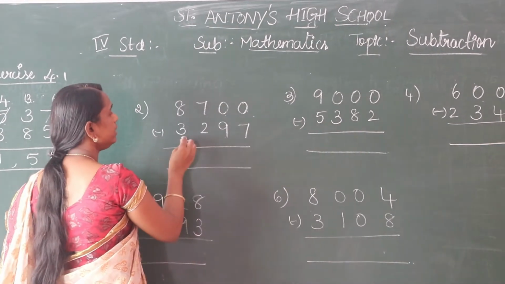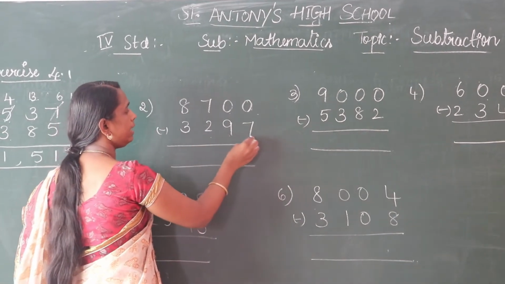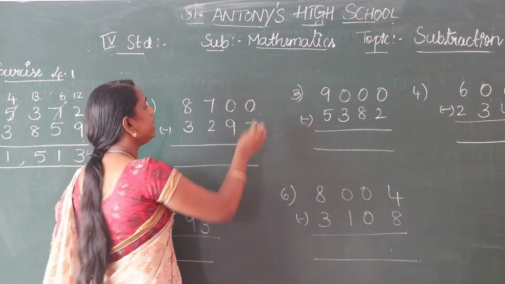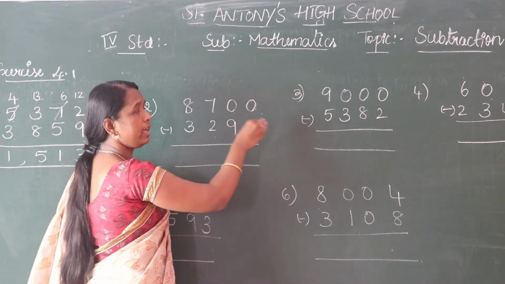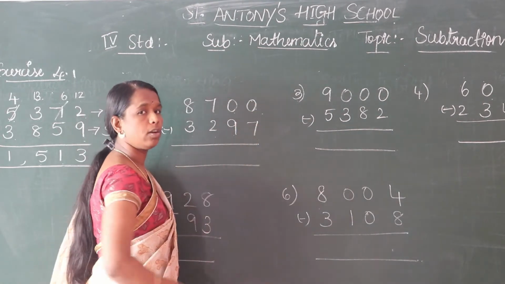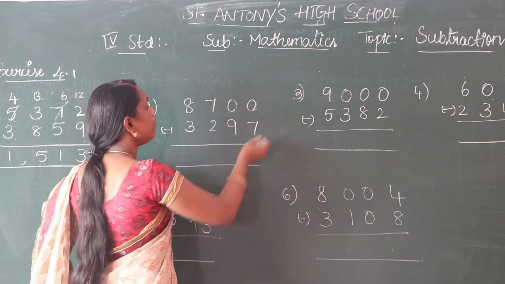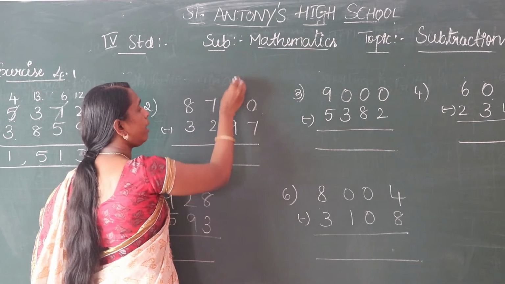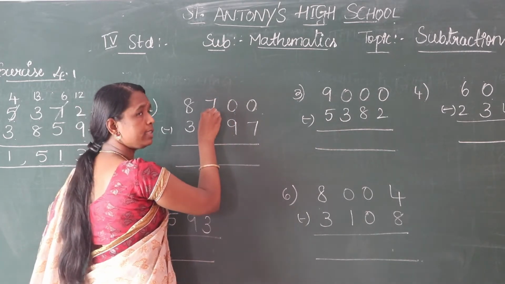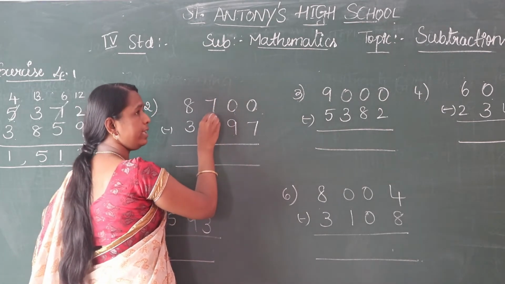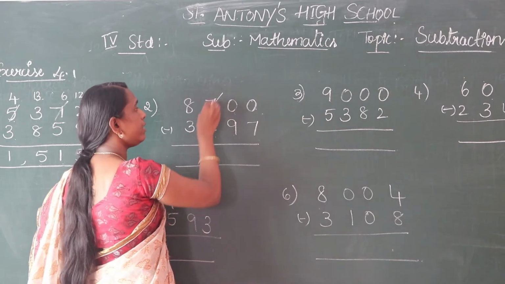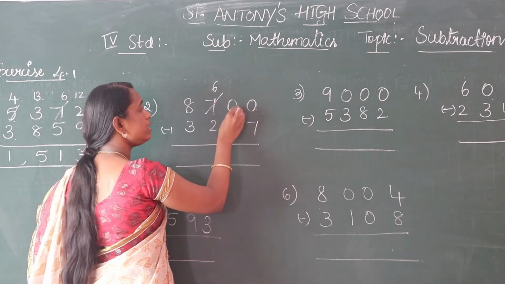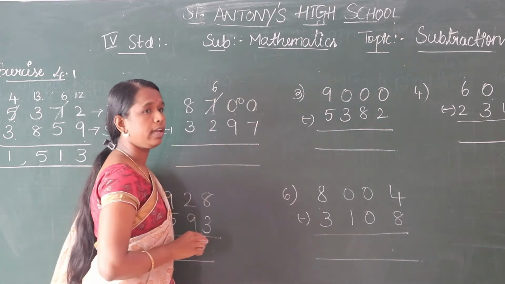Next sum is, see, 8700 minus 3297. See, in the unit place 0 is there. 0 minus 7 not possible. Take borrow from the tens place. Here also 0. Take borrow from the 100 place. In the 100 place 7 is there. So this 7 becomes 6.